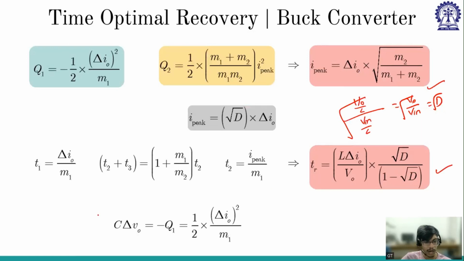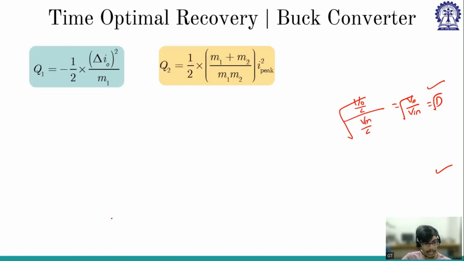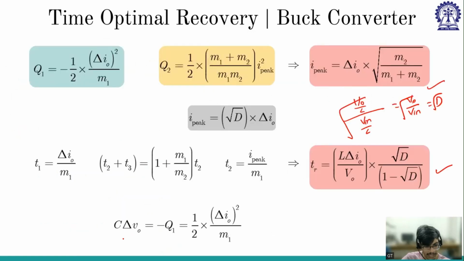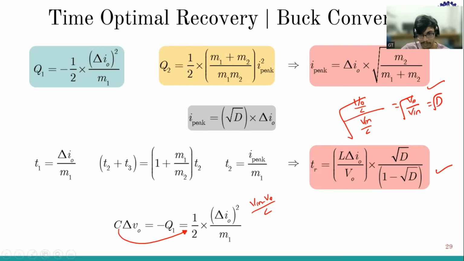And what is my ripple? How do I calculate delta V naught? Delta V naught into C is my Q. I am considering either Q1 or Q2, so C delta V is Q1. I know the Q1 expression and I know C, so I have to find the delta V expression. If you bring this C over to this side, substitute M1 as V in minus V naught by L, and then write it in terms of duty ratio, you will get this expression.